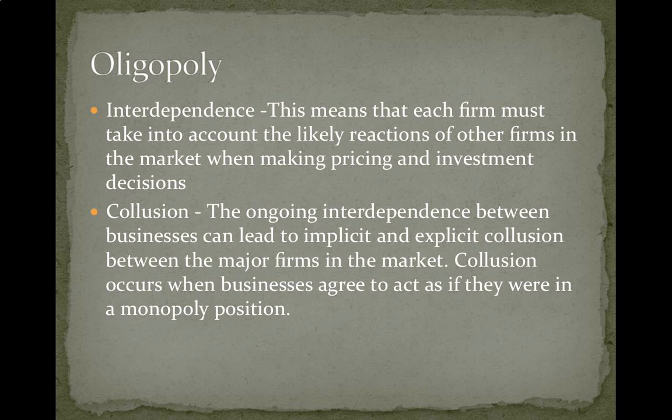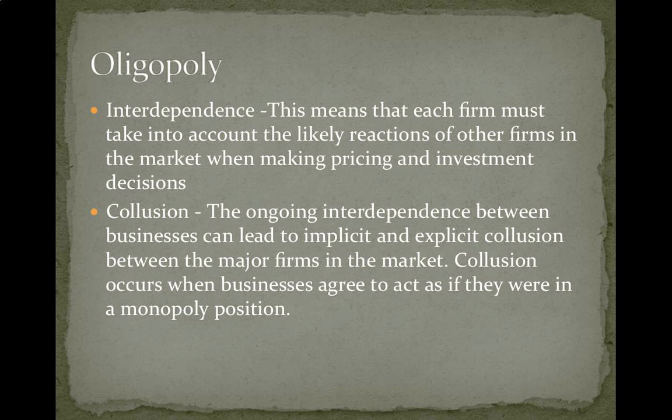Some specific terms that you need to know about an oligopoly. There's this idea of interdependence, and this means that each firm must take into account the likely reactions of other firms in the market when making pricing and investment decisions. So if you only have 3 or 4 or 5 firms total in a particular industry, whenever they're making certain decisions on pricing and things to do, they always have to remember that there's only a couple other firms out there, and what they do will likely have an effect on the other ones. So there is some interdependence between those, and they make decisions based on how other firms are going to react in that industry.